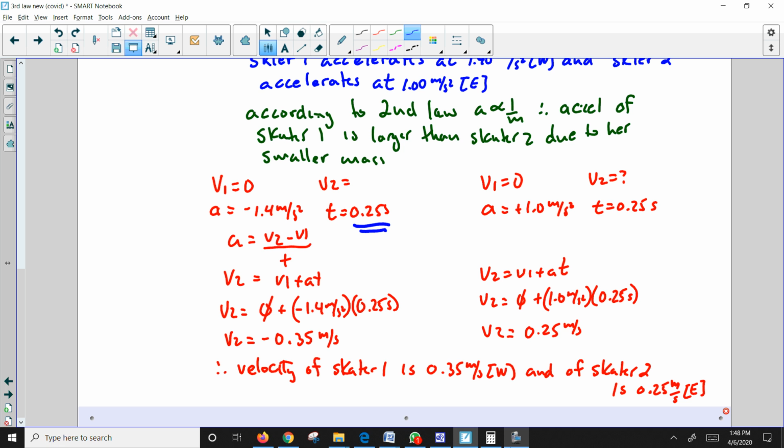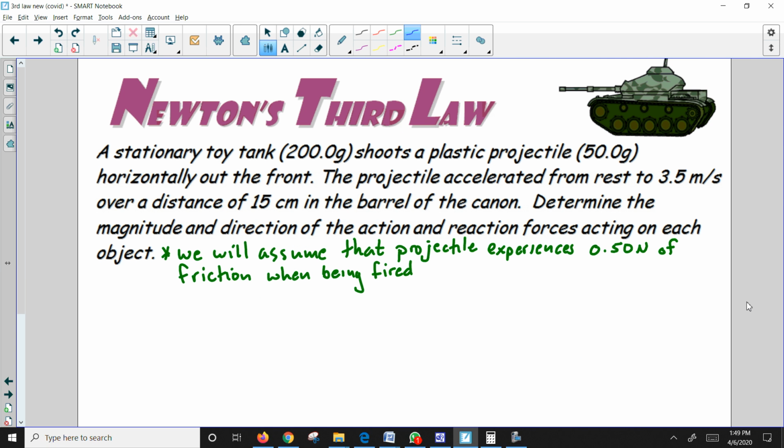All right, in this next example, we have a little bit of a different situation. Still like third law, but we're going to have friction now. That's a big difference. And I'm going to start with motion and then go into the forces afterwards. So we've got the stationary toy tank. It's shooting a plastic projectile that's also stationary. Note the units are kilograms or grams. So we have to convert these to kilograms later on. That's something to keep in mind.